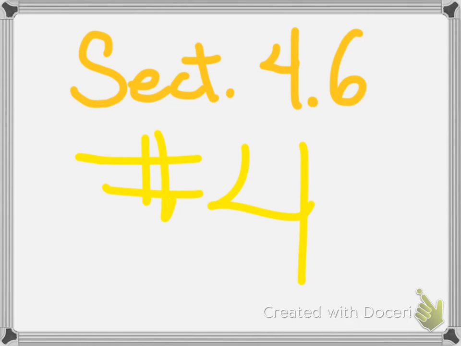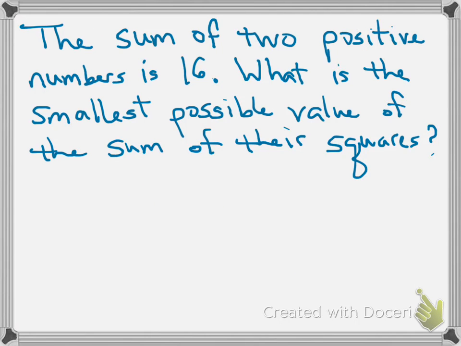So greetings. The first problem requested in section 4.6 is number 4. And this is a short problem as far as the number of words are concerned. So I just copied it down here so you don't have to go look it up. It says the sum of two positive numbers is 16. What is the smallest possible value of the sum of their squares?